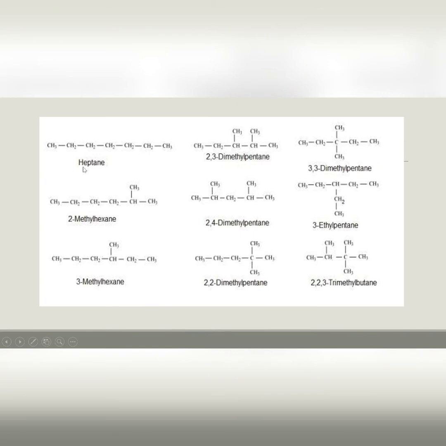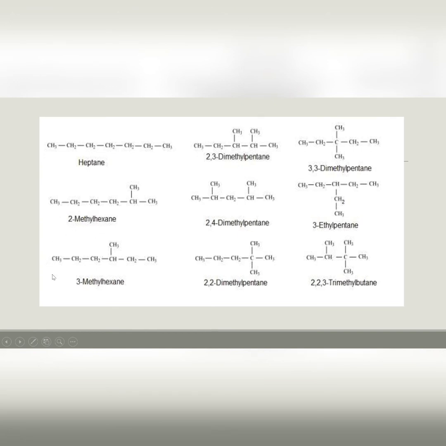The second has a branch on the second carbon from the right. Therefore, we call it 2-methyl. Why methyl? It is because there is only one carbon in the branch. But how about the main chain? If we count the main chain, there are 6 carbons in the main chain. So, we call it 2-methylhexane.